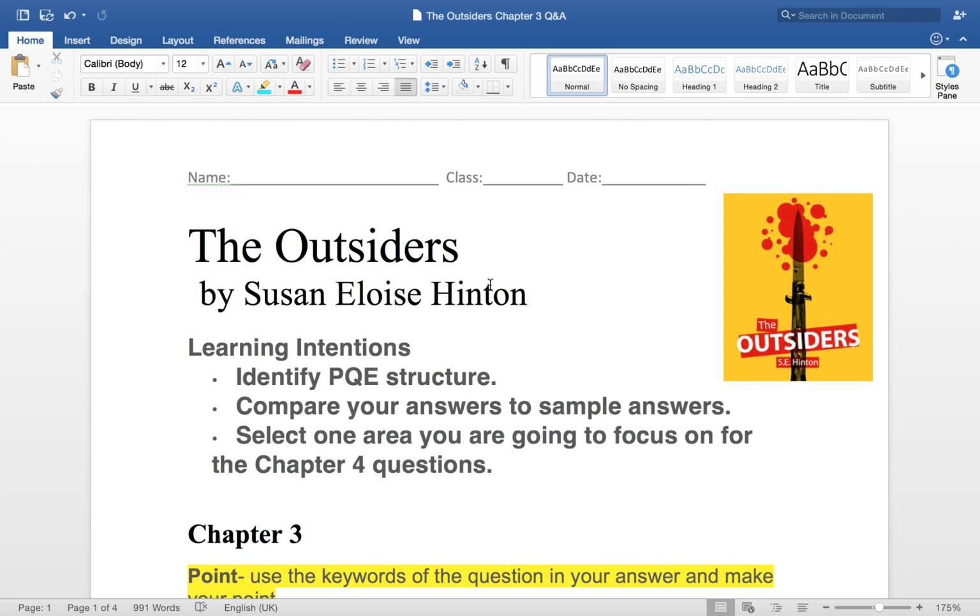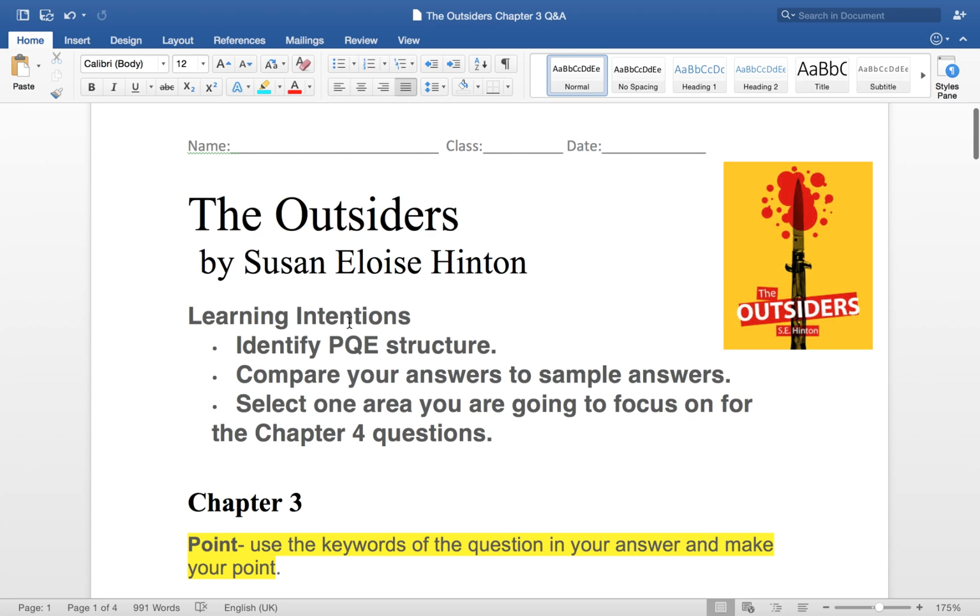Exciting, isn't it? So the first thing we're going to do is just have a look through the learning intentions of what we actually expect to get out of this class. Pretty much what we're going to be doing today is I'm going to go through some sample answers to the questions. We're going to correct our questions, and you can compare your own questions to my answers.